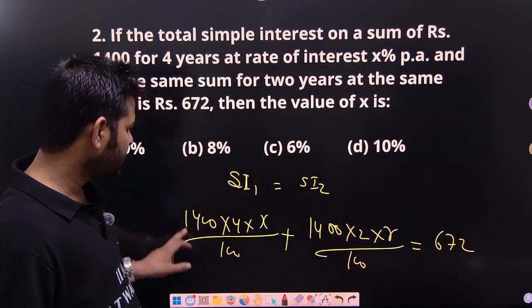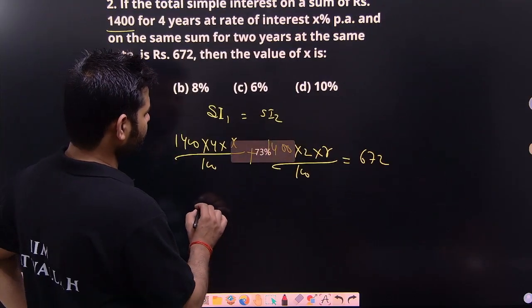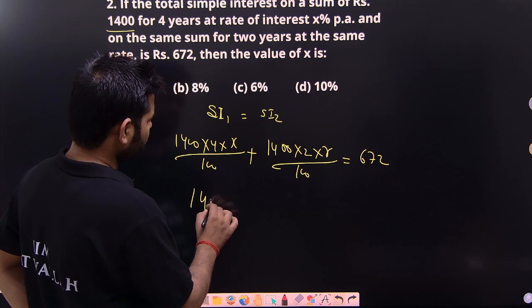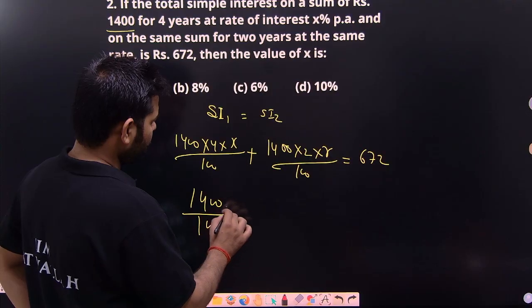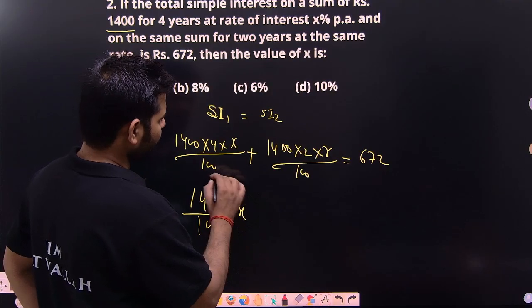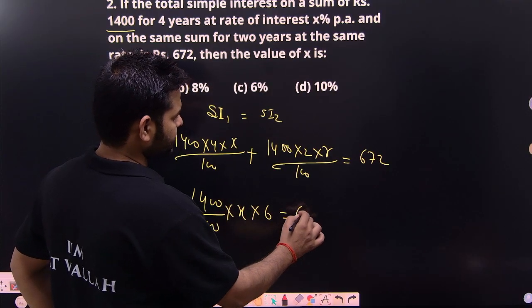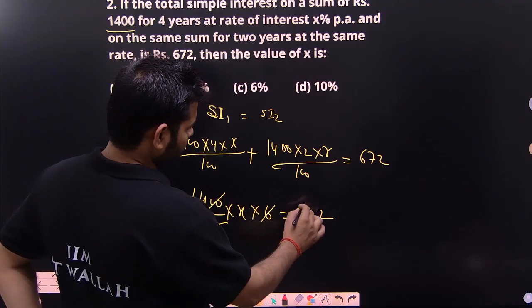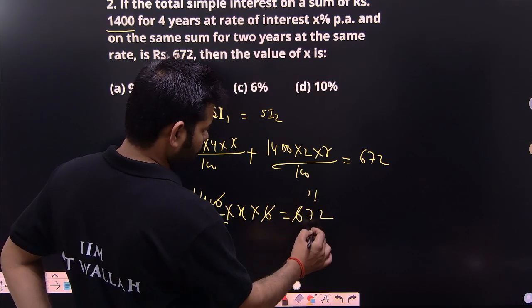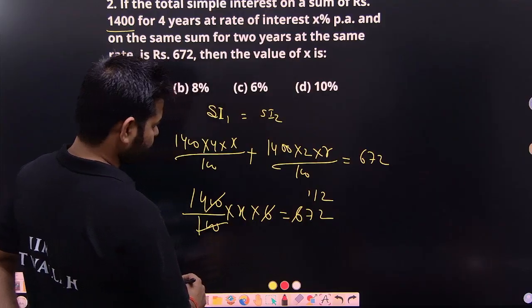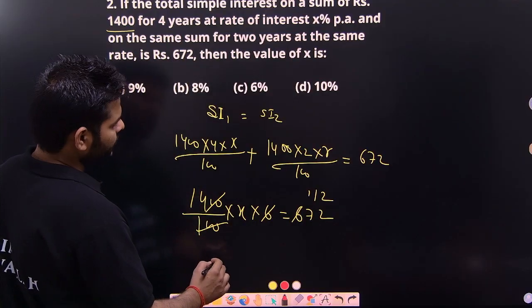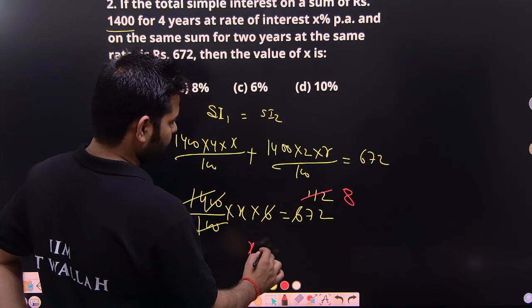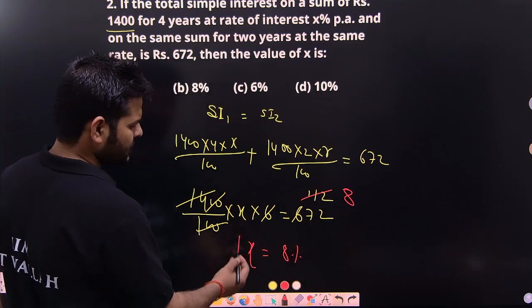Solve the equation, you will get the answer. So from here you will get 1400 into X, and that would be 672, and you will get 14 into 8. So the rate of interest would be 8%. Simple question.